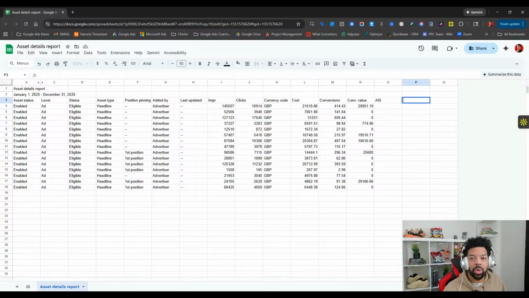Looks like we're getting more people on the poll. We got 63% saying yes and 33% no, they're currently not running ads.